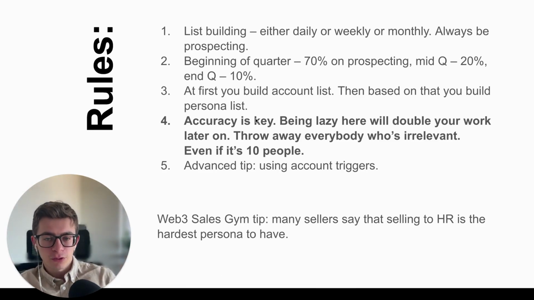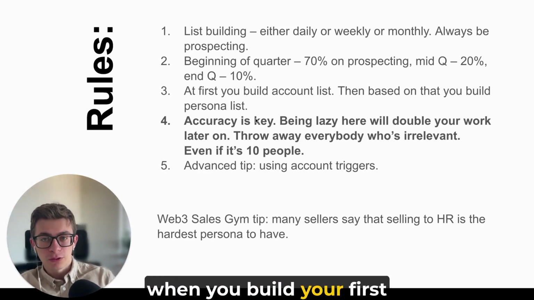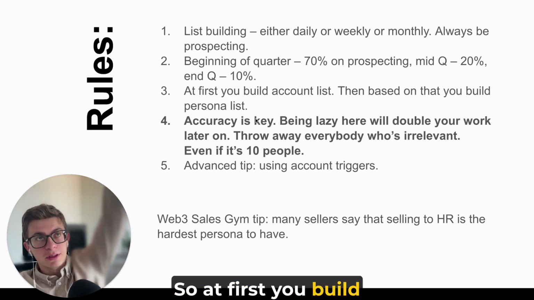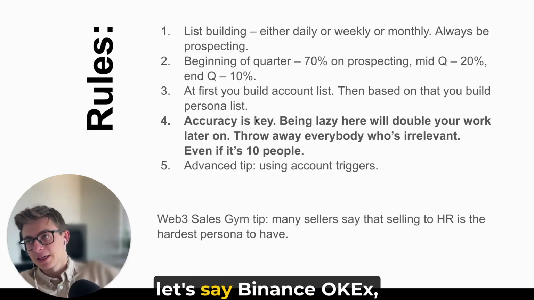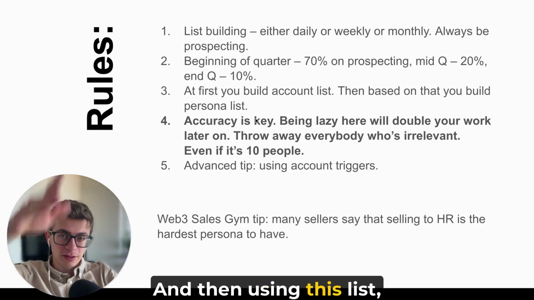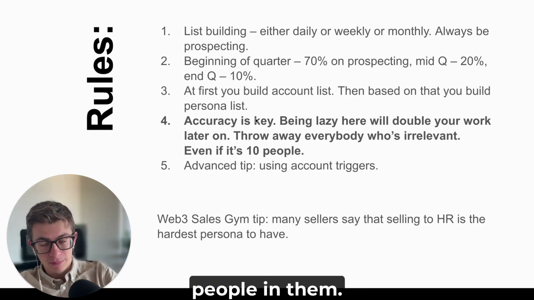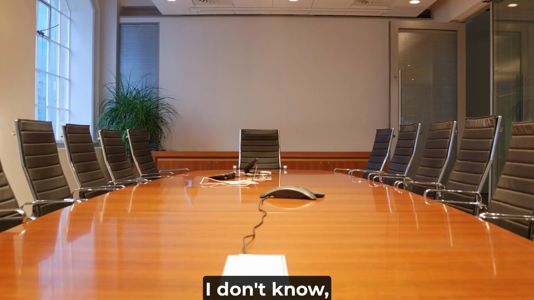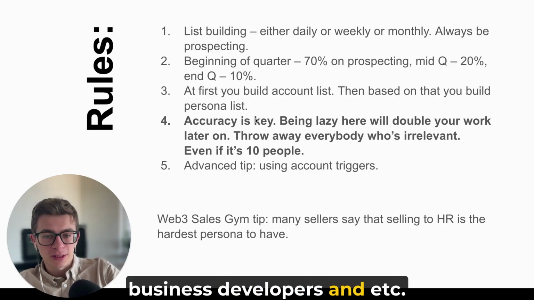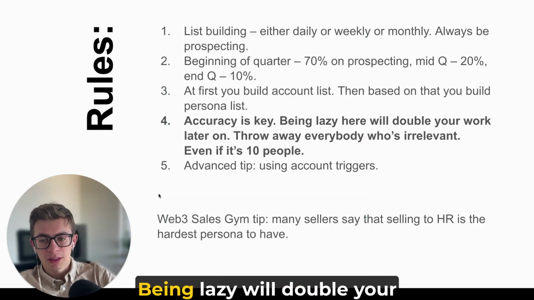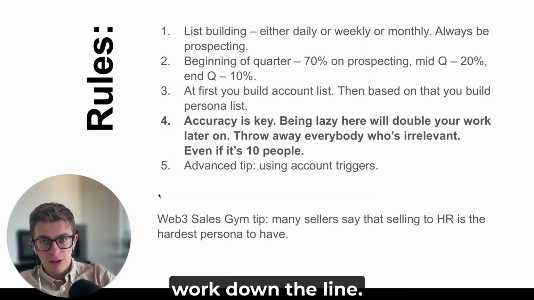And when you build your first account lead list, you base the persona list on it. So at first you build a list of companies, let's say Binance, OKEx, and everybody else. And then using this list, you start looking for people in them, like CTOs, managers, directors, business developers, et cetera. Accuracy here is key. What I mentioned to you, being lazy will double your work down the line.